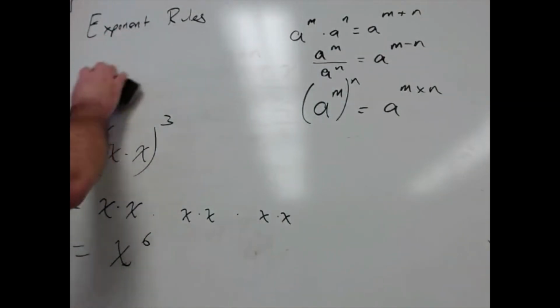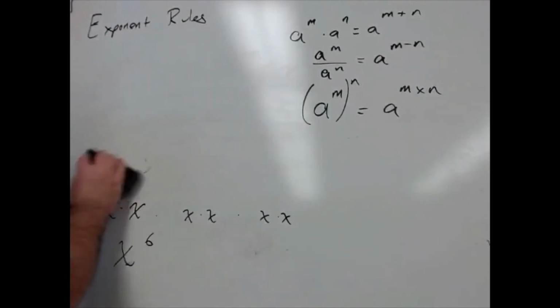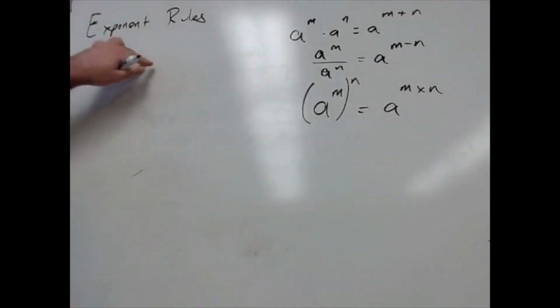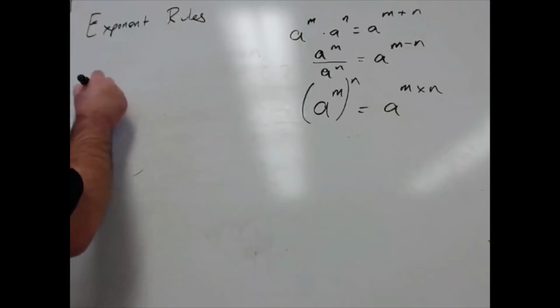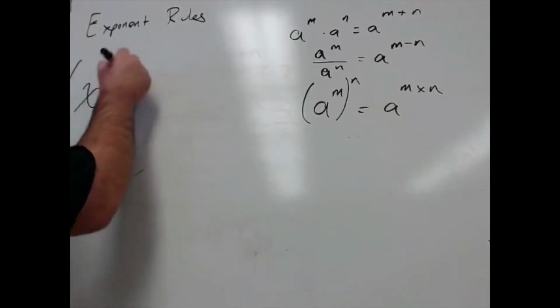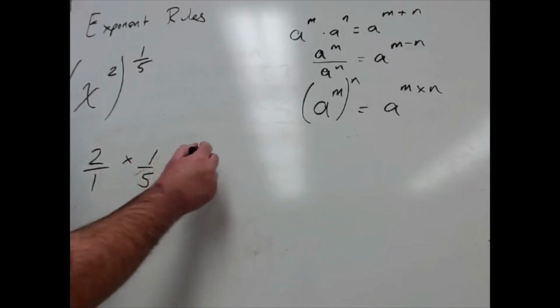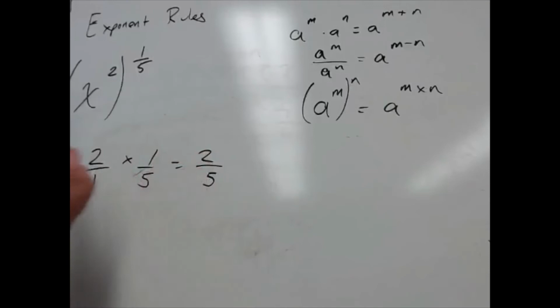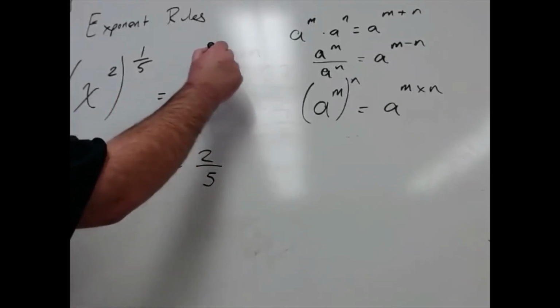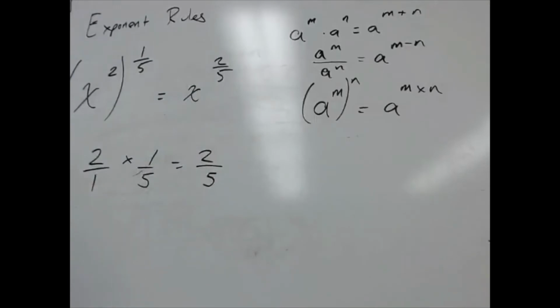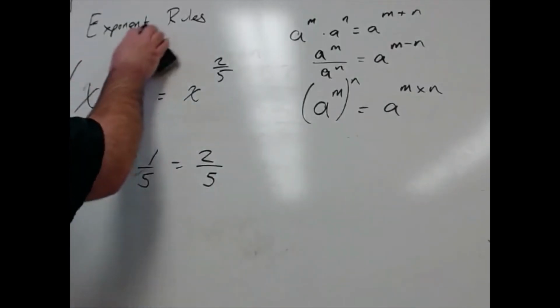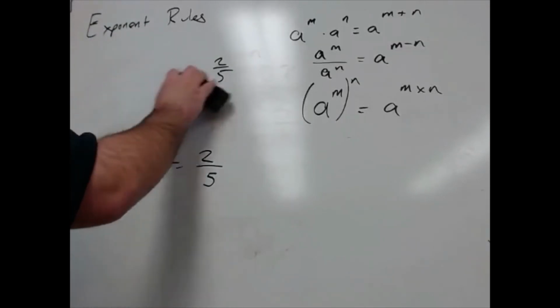This also works for fractional exponents. You would just need to multiply the fractions together. As an example, let's say I have x squared to the 1/5, it still works the same way. All I would have to do is take 2 and multiply it by 1 over 5. Of course, you could write that as 2 over 1 if you wish. 2 times 1 is 2, 1 times 5 is 5. So this is equal to x to the 2 over 5. Okay? So that is a power raised to another exponent.